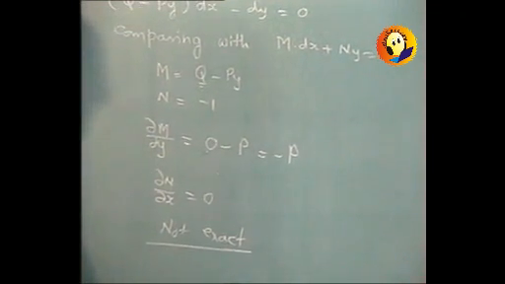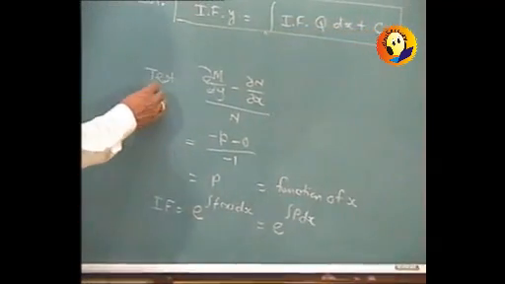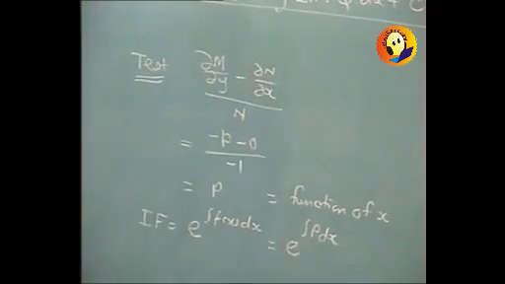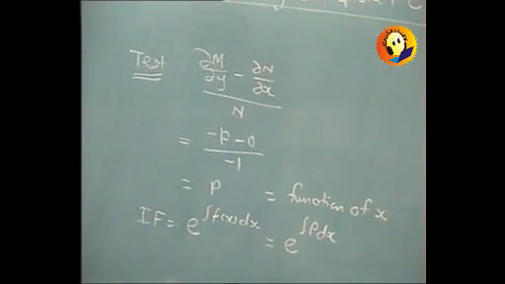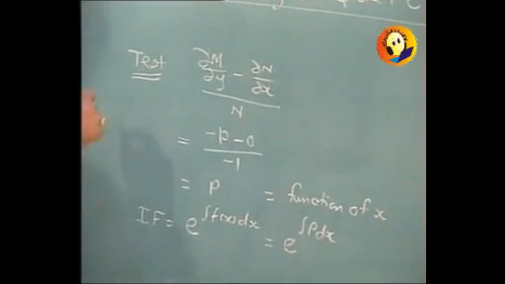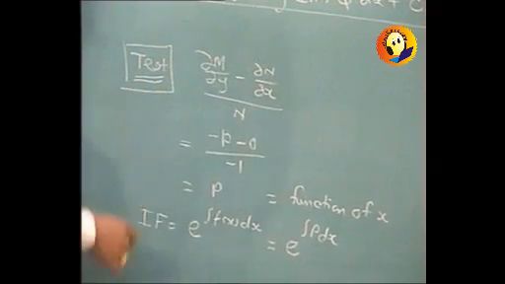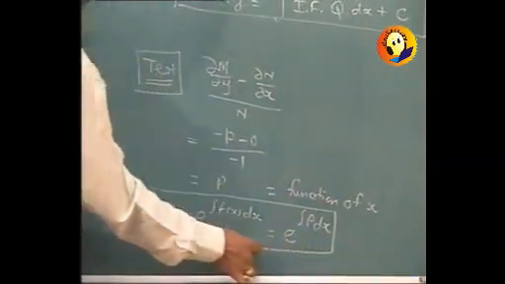So we have tested for reducible to exact form, and we have put the test as dou m by dou y minus dou n by dou x upon n, which comes out to be minus p minus 0 upon minus 1, which is p, which is nothing but function of x. And through reducible to exact, we got the integrating factor as e raised to integral p dx.